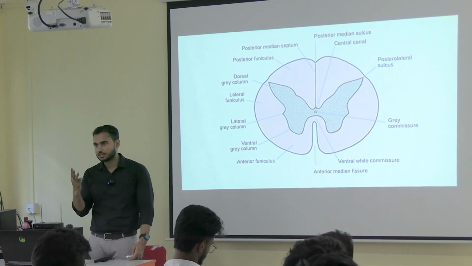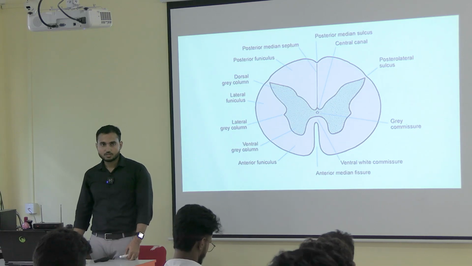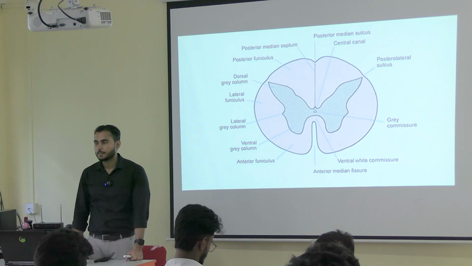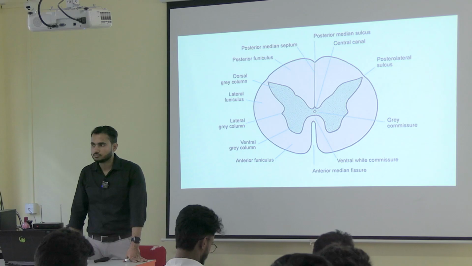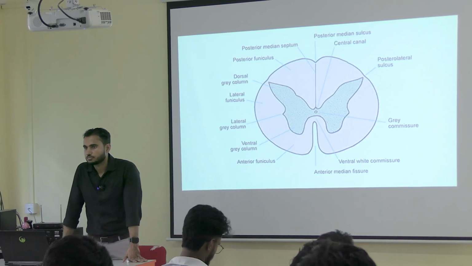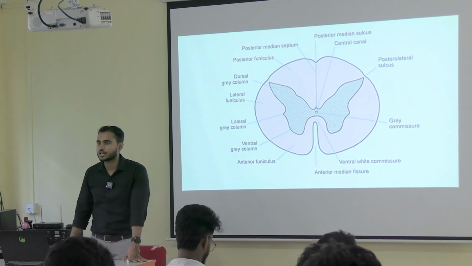Three type का tracts रहता है. If anyone asks you, don't say two. Three types of tracts are there: ascending tracts, descending tracts and intersegmental tracts. ठीक है. तो tracts कैसे form होता है? How the tracts are formed? By the fibers only. The bundles of fibers, they will only form the tracts.